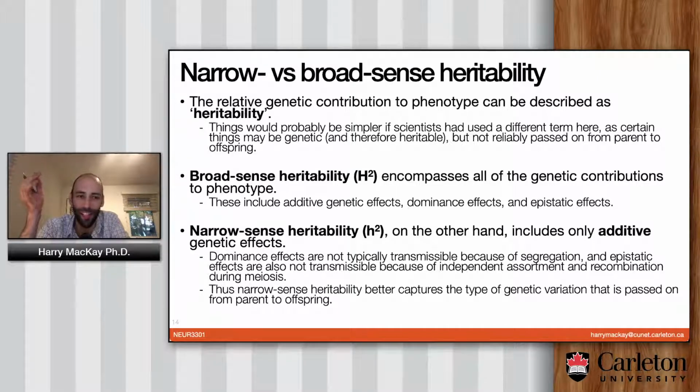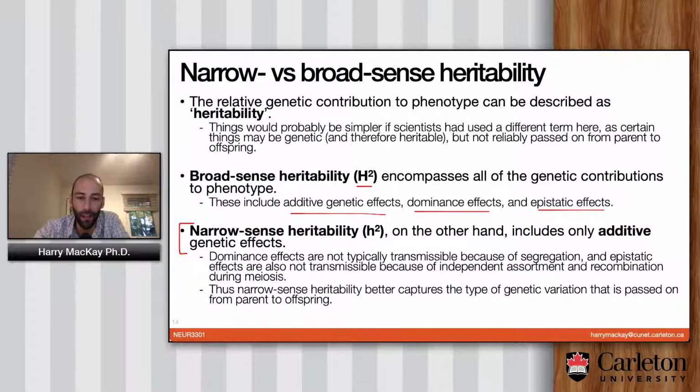Things that are described as genetic can be described as heritable, but not all genetic changes are strictly heritable, for various reasons. Broad sense heritability, which is given by capital H squared, or H to the power of 2, encompasses all of the genetic contributions to a phenotype. So everything linked to a phenotype that has anything to do with your DNA whatsoever is captured under broad sense heritability. That's why it's called broad sense. It captures every aspect. So this would include additive genetic effects, but it also includes dominance effects and epistatic effects, which we'll talk about.